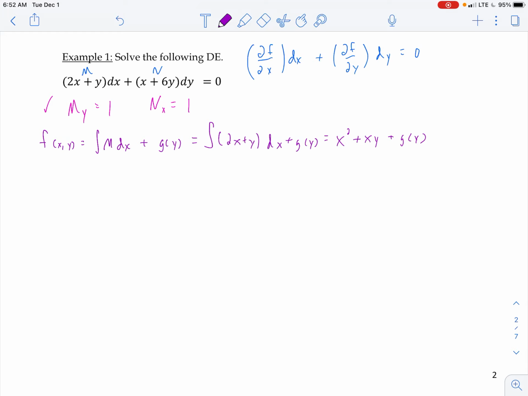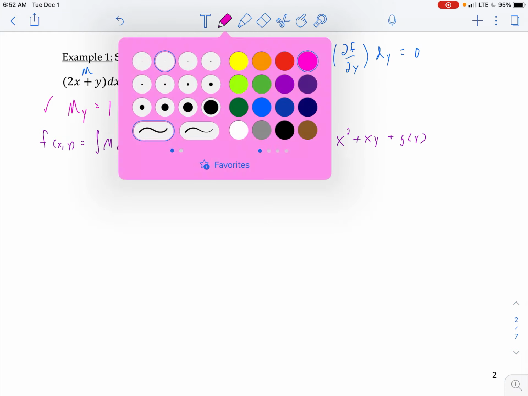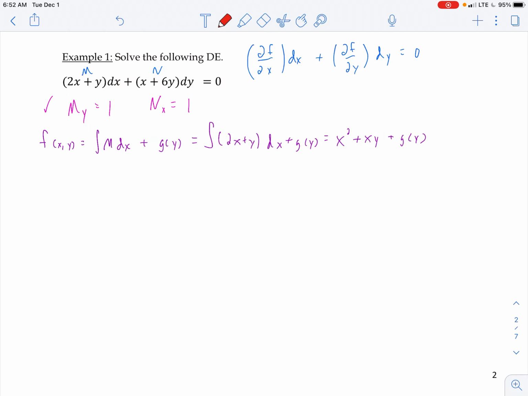To find g of y, we're going to take the partial derivative of f with respect to, in this case, y. So here's our function f. We take that derivative with respect to y. The derivative of x squared is just 0, plus the derivative of xy, which is just x, and then plus g of y becomes plus g prime of y.